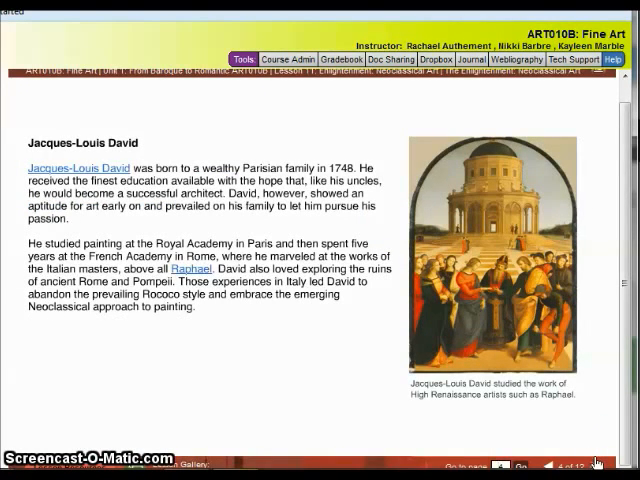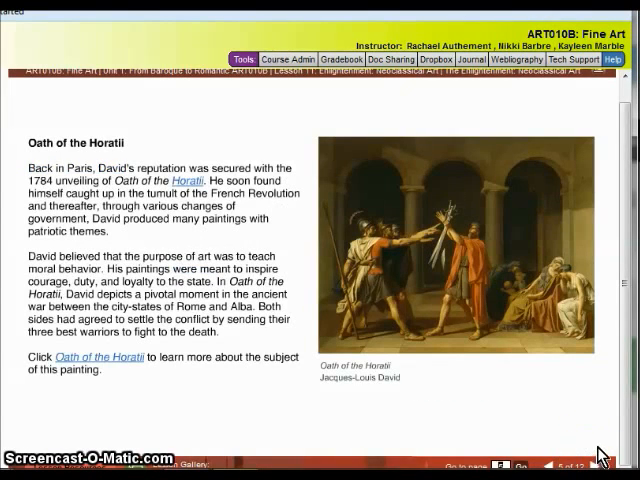So the first artist that you see is David. You're going to see a direct relation between the way he sets up his backgrounds and his settings, as well as the way that he uses the human body as a sculptural form. So we're looking at that return of the sculptural form once again in neoclassicism. The example that they give you in the course is the Oath of the Horatii.